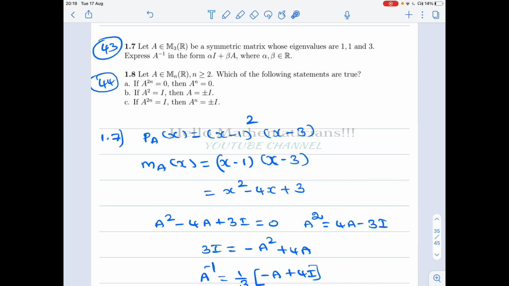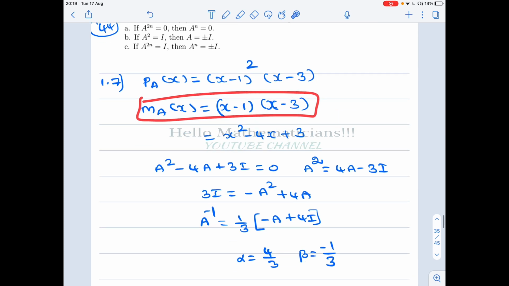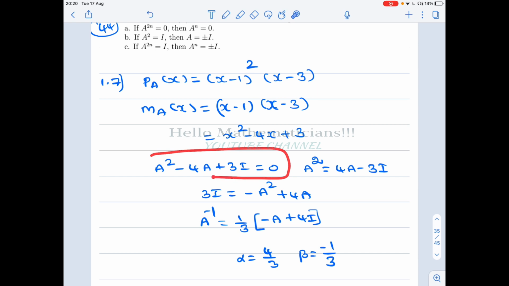Okay. So now if 1, 1, 3 are the eigenvalues, then the characteristic polynomial PA of x is (x minus 1) the whole square into (x minus 3). Now, since the matrix is symmetric, it is diagonalizable. Therefore, its minimal polynomial should be a product of distinct linear factors. So, we get the minimal polynomial is (x minus 1) into (x minus 3), and A should satisfy the minimal polynomial.